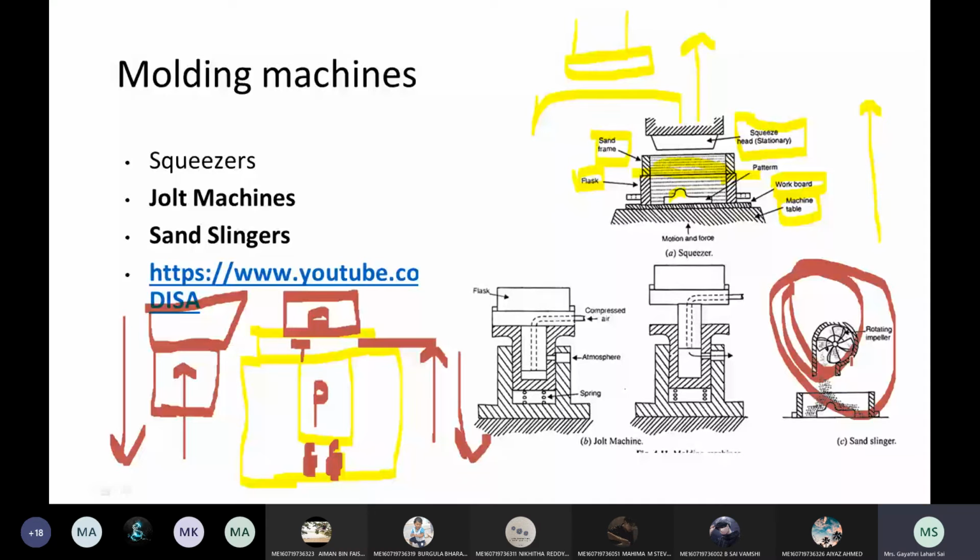You can use a large size of flask also, because the rotating impeller is not in contact with the flask. Underneath that you can put large or small sizes of flask, and the high speed gained by the rotating impeller sprinkles the sand onto the pattern. So this is the sand slinger machine.